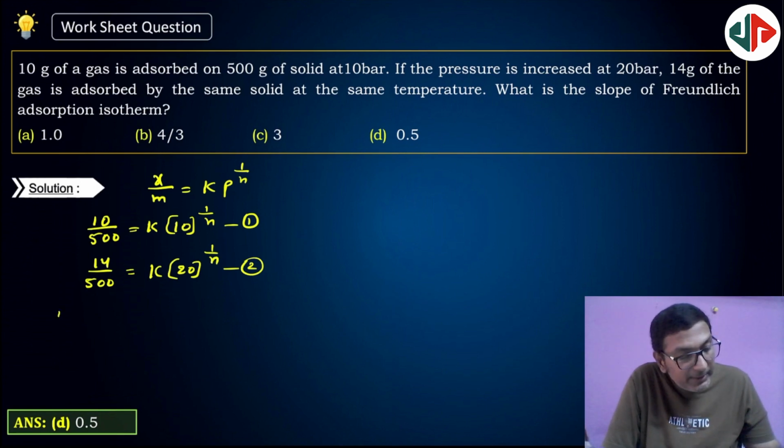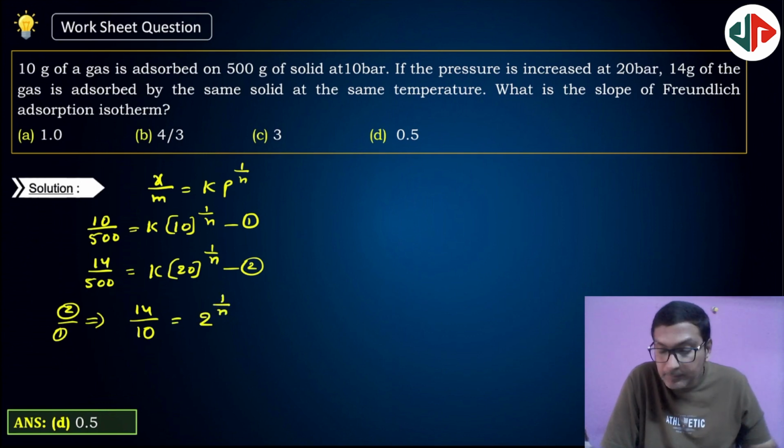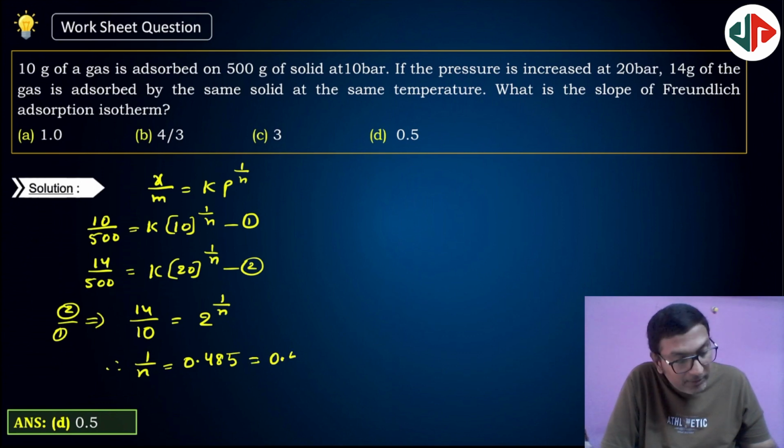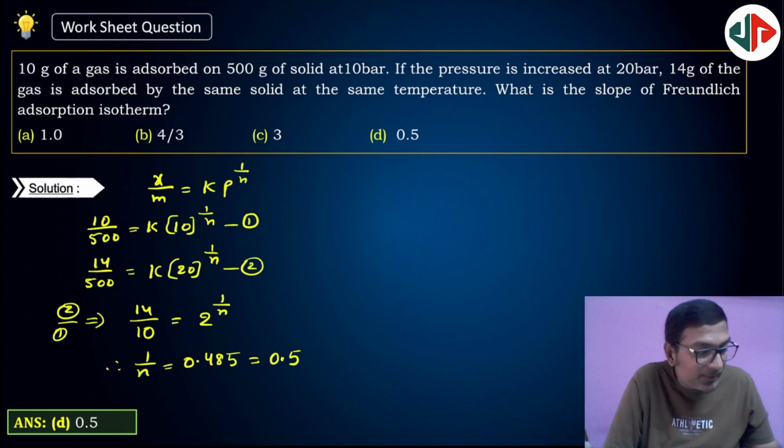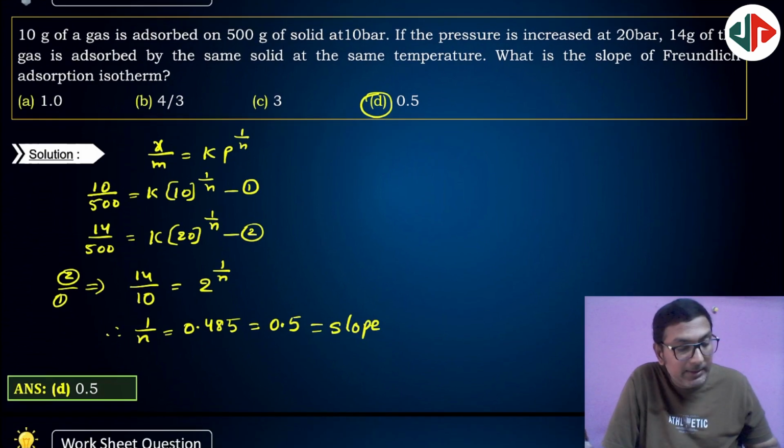So expression 2 by expression 1 gives 14 by 10 equal to 2 power 1 by n. So therefore 1 by n equal to 0.485, which is approximately 0.5. Approximately 0.5. Option D. So here 1 by n is slope. Next question.